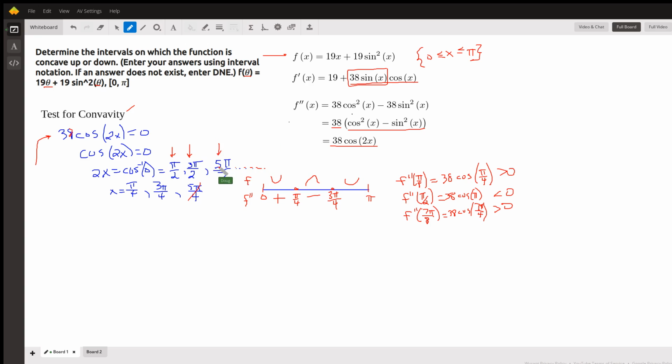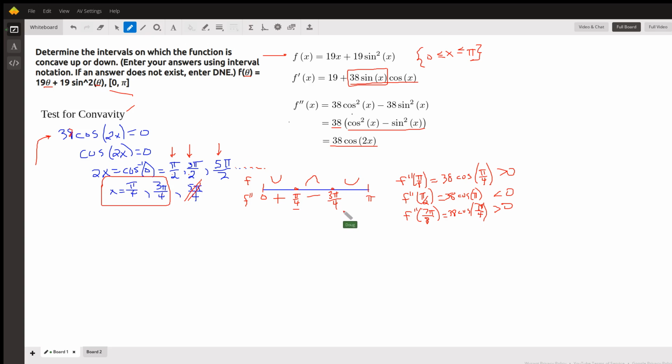We want to go far enough out to the right so that when we divide by 2, we get all the places where the second derivative equals 0. So if I divide by 2, for each angle over here, I get pi over 4, 3 pi over 4, 5 pi over 4, and 5 pi over 4 is outside the interval from 0 to pi. So there are your critical numbers, or the places where the second derivative is equal to 0.